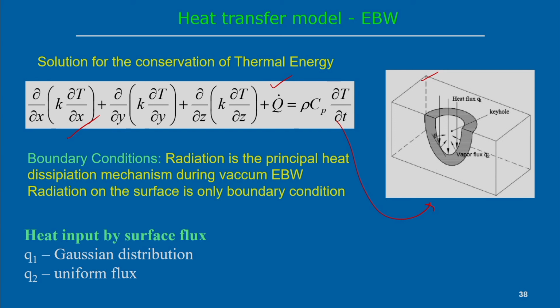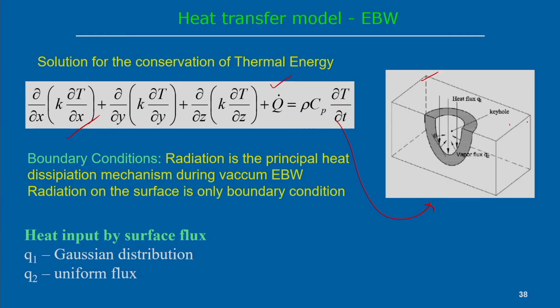So, depending upon whether the process is transient or steady state, we can choose the governing equation accordingly. Now, this is the solution domain, a 3-dimensional domain over which the heat conduction equation has to be solved. Now, what is the boundary interaction, and how is it different from other arc or laser welding processes?